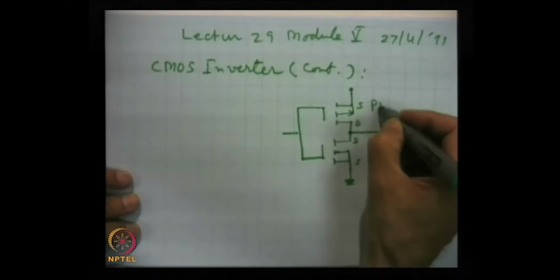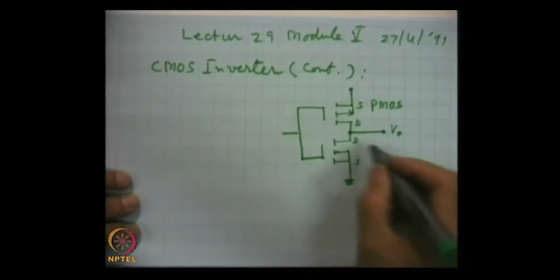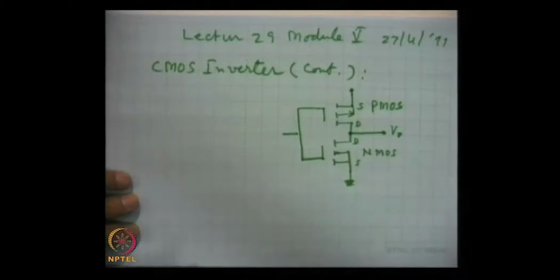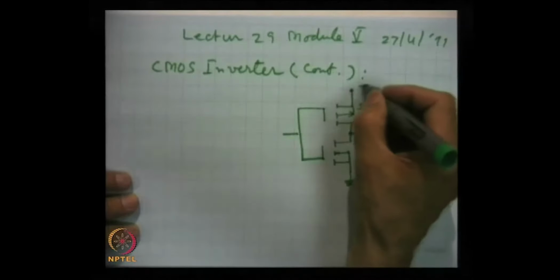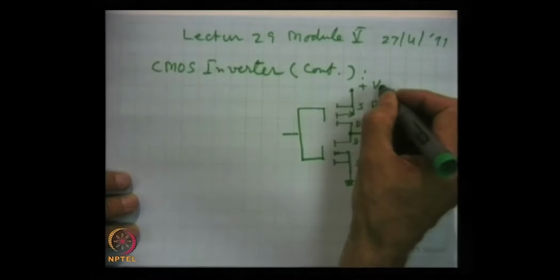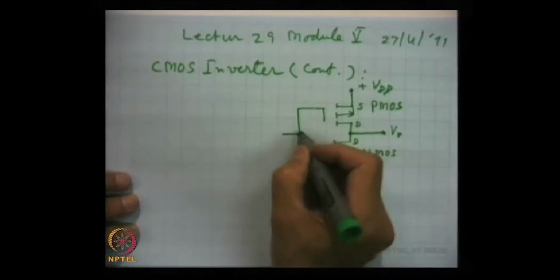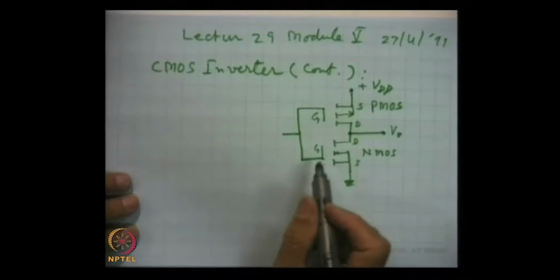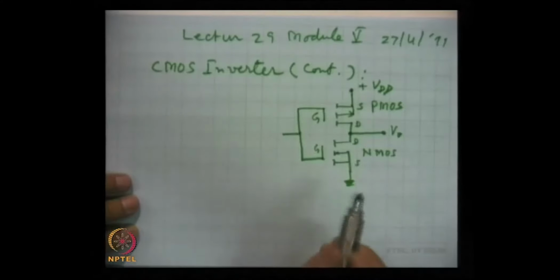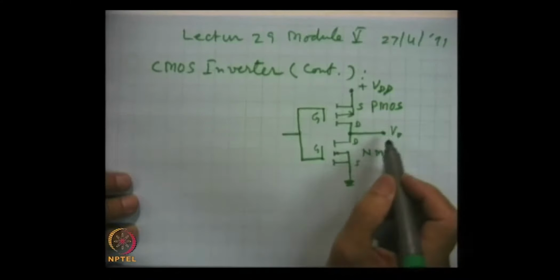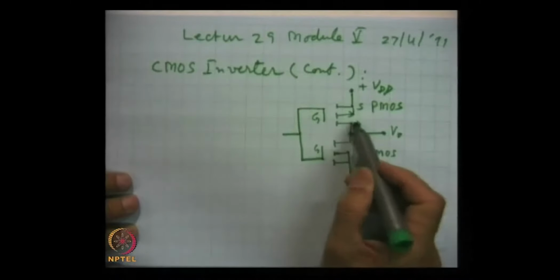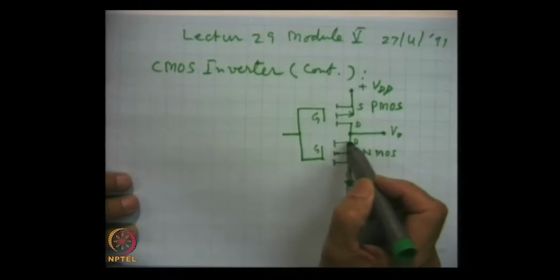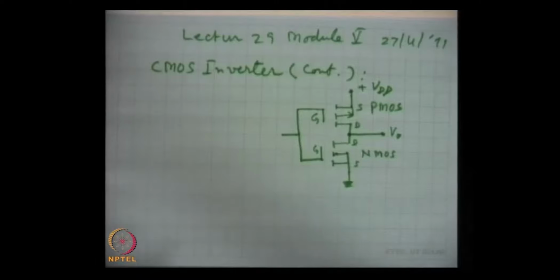This is the PMOSFET, and this is the NMOSFET, and this is the DC supply VDD. The input is obtained by connecting the gates of both the MOSFETs together, and the output is taken by connecting both the drains, the drain of PMOS and the drain of NMOS. They are connected together, and from there Vout is taken.